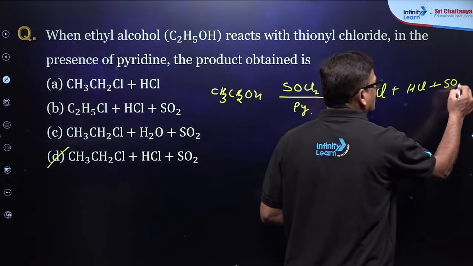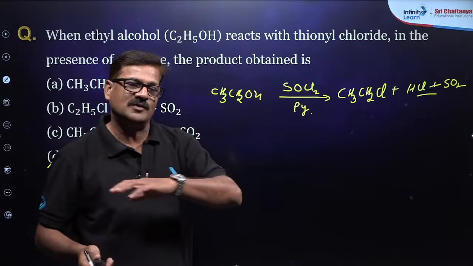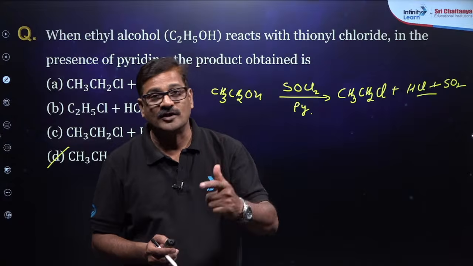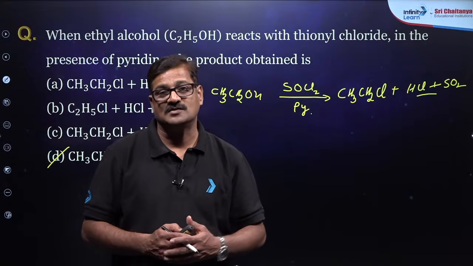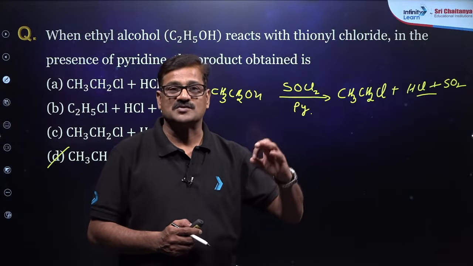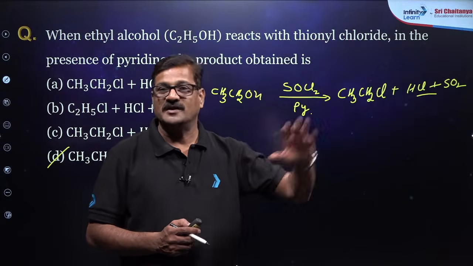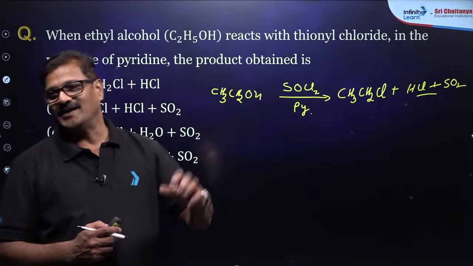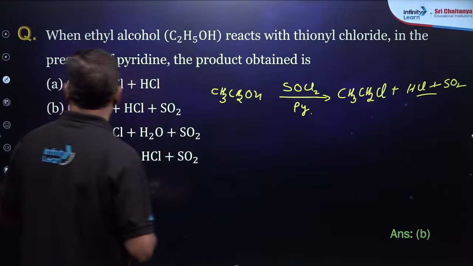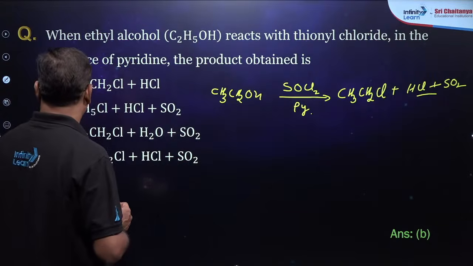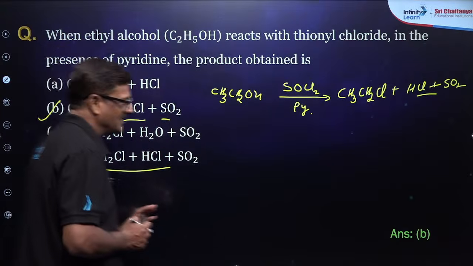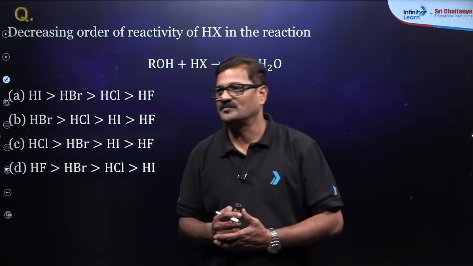Among all the conversions of alcohol to alkyl chloride, thionyl chloride is the best suitable reagent, because the HCl and SO2 that are formed as side products are going to be expelled away. Next, one more question. Option B is going to be the correct answer. C2H5 both are same, no? Both are same.